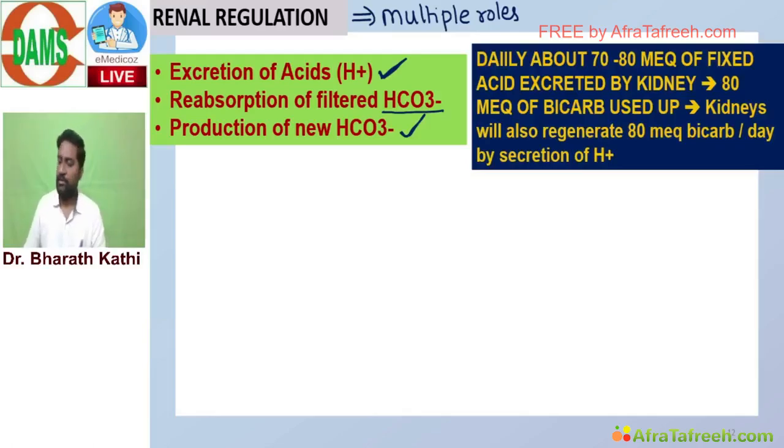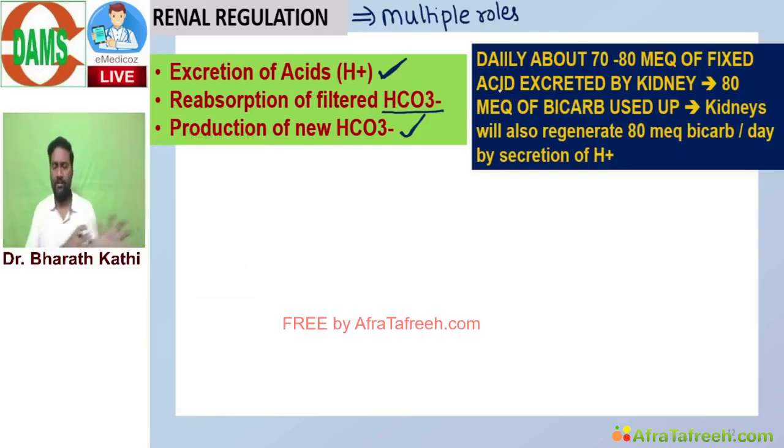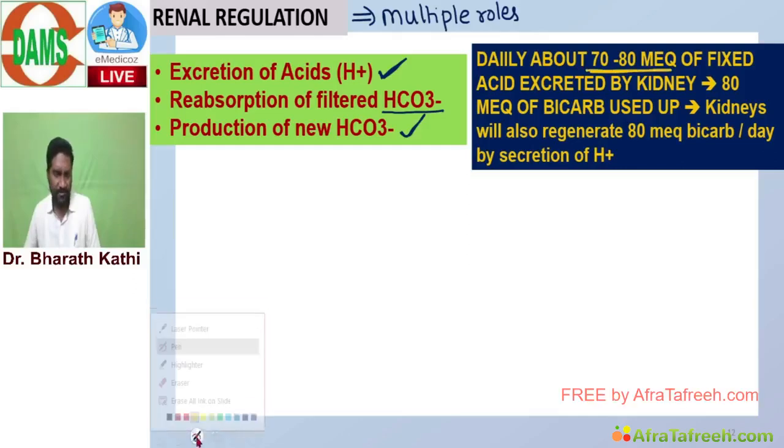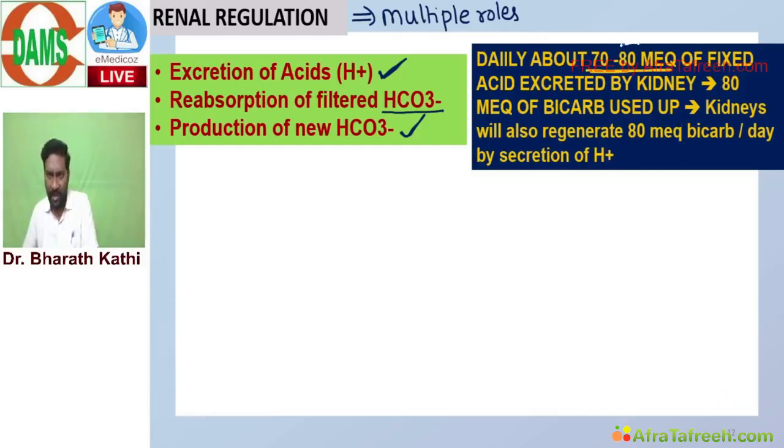Daily about 70 to 80 milli equivalents of fixed acid is excreted by the kidney. Just know what this sentence is; I will explain everything in detail. About 70 to 80 milli equivalents of fixed acid will be excreted by the kidney. Now for this excretion, let us say 80 milli equivalents. What is this fixed acid? I'll let you know in a short while.